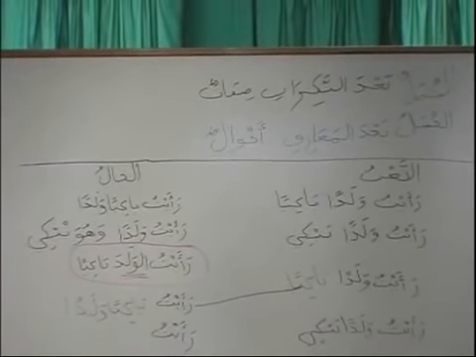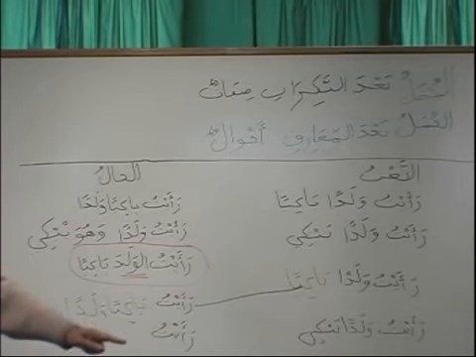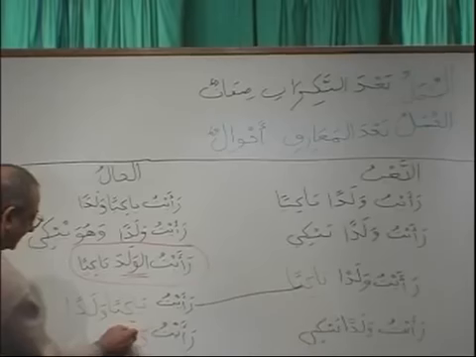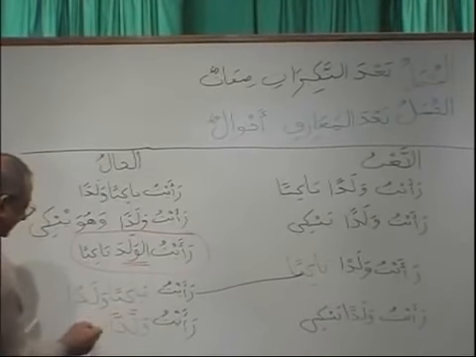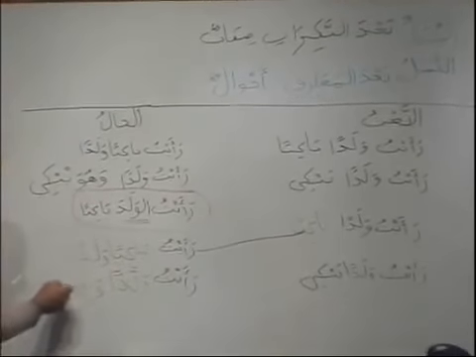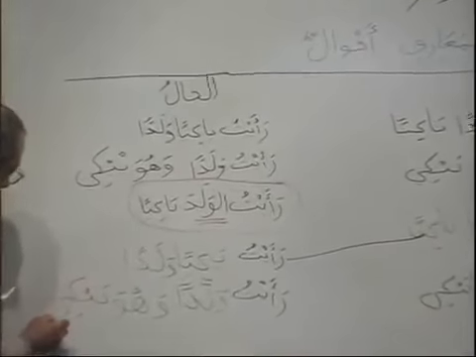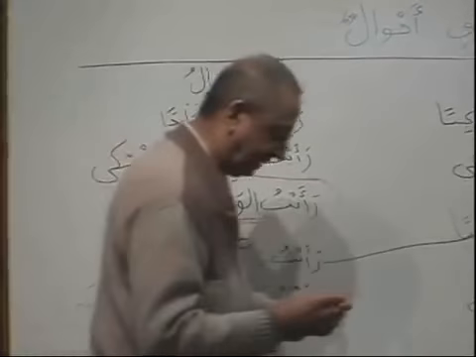Now, next sentence, brother. Ra'aytu waladan yabki. What is yabki there? Jumla fi'liya. But what is yabki? Naat, because it is coming after an indefinite. Are you with me, brothers and sisters? Fine. Now what will you do? Ra'aytu, make it into hal. Ra'aytu waladan wa huwa yabki. Are you with me, brothers and sisters? Inshallah.